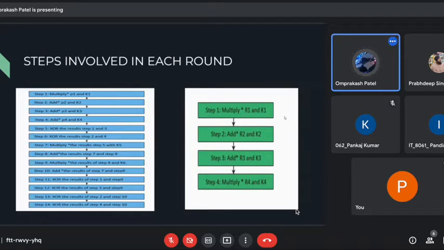Now, in each round, we have 14 steps. Here, the pictorial representation shows the steps involved in each round. Like in step 1, we multiply the first part P1 and K1, and then we add, and similarly we go on till step 14. And in the output transformation, we have 4 steps to generate the cipher text.